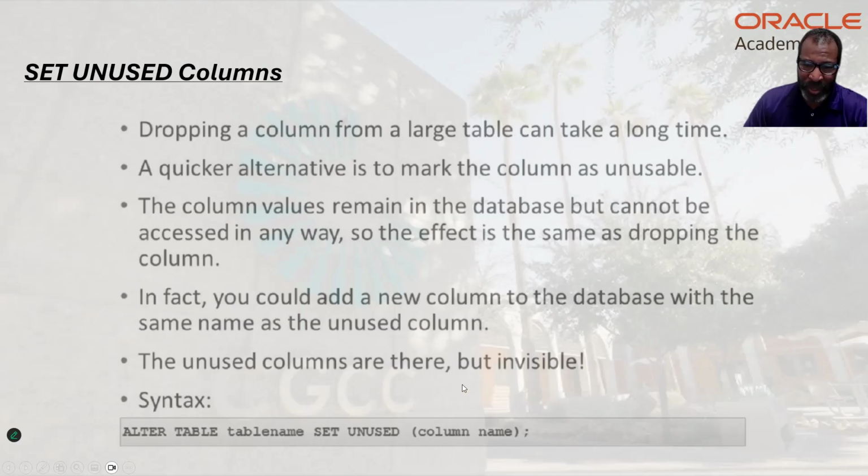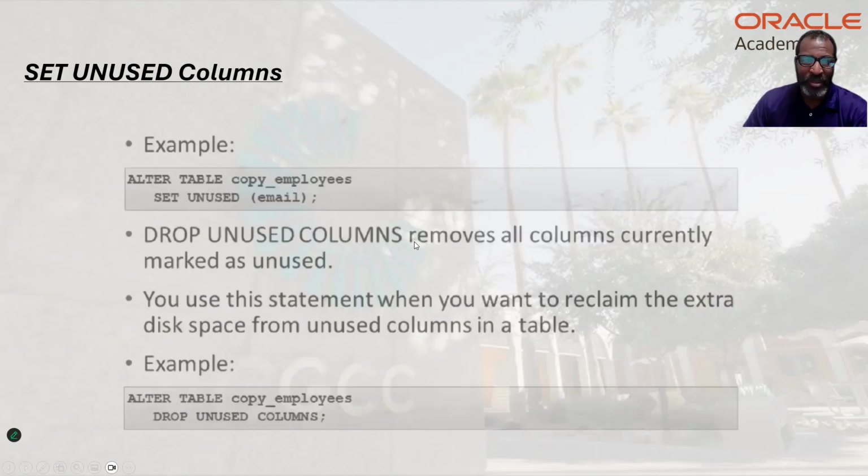The unused columns are there, but basically invisible to someone trying to query that table. The syntax is ALTER TABLE table_name SET UNUSED and then your column name. Straightforward. Here's an example: ALTER TABLE copy_of_employees SET UNUSED email. And you can also run DROP UNUSED COLUMNS, which removes all columns currently marked as unused. So you can set it unused and then drop it if you need to.